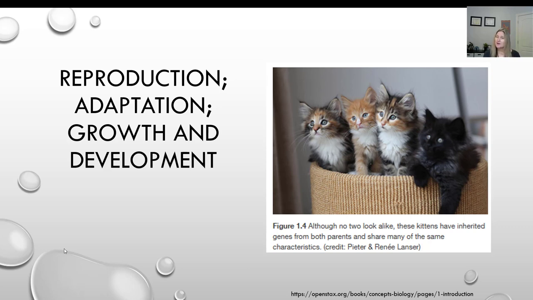Also, another property of life is adaptation. So adaptation is an accumulation of traits that allow individuals to be better suited to the environment that they live in. So for example, look at these kittens. Now cats in general, they have a number of traits that make them very good hunters and very good companions to humans. And those adaptations that they have accumulated over time.